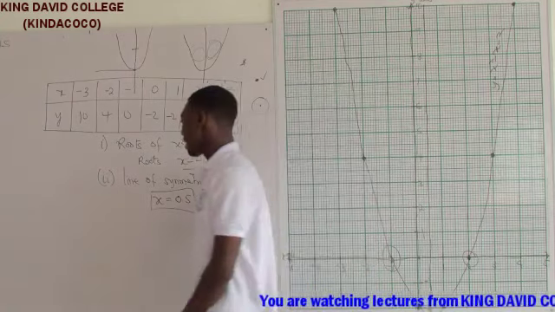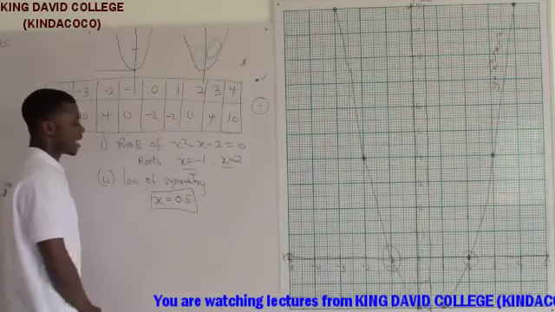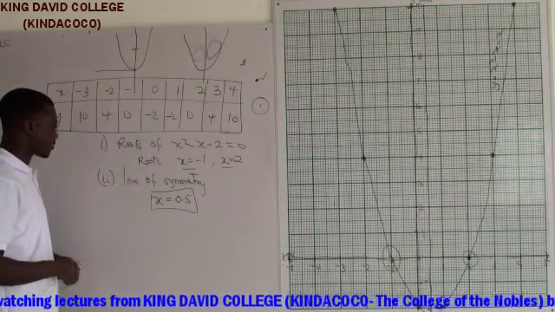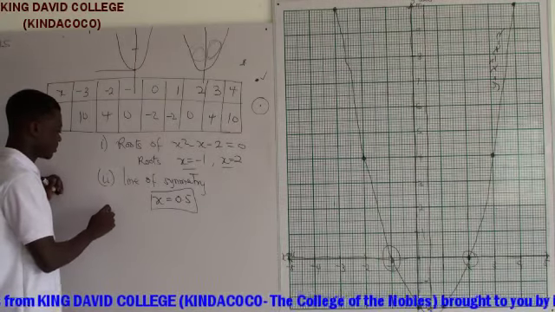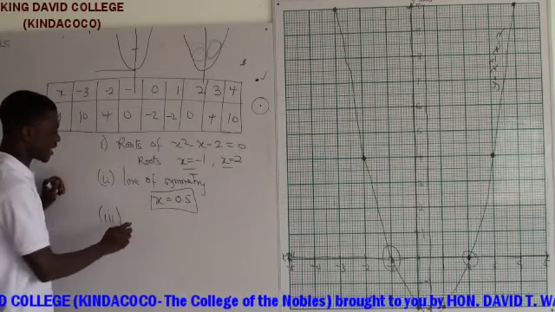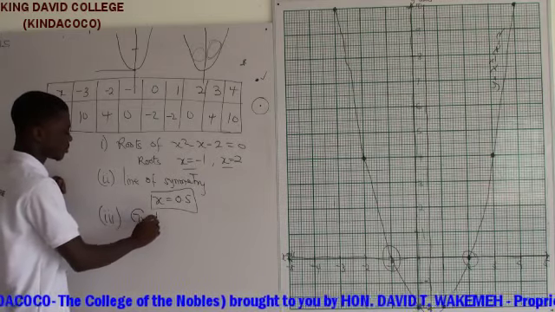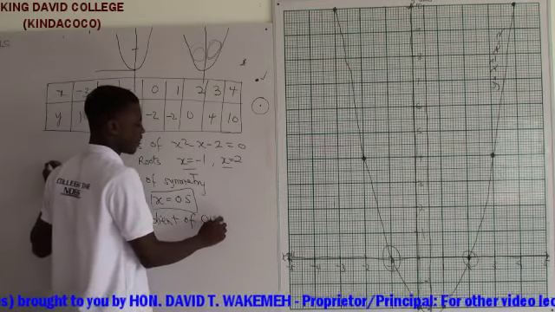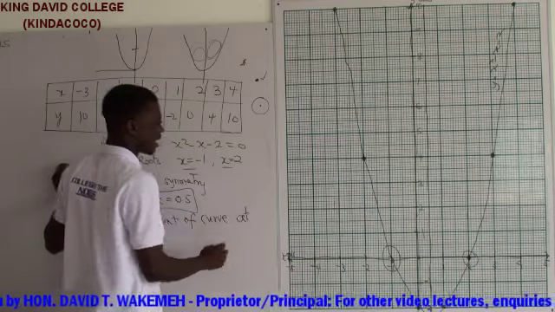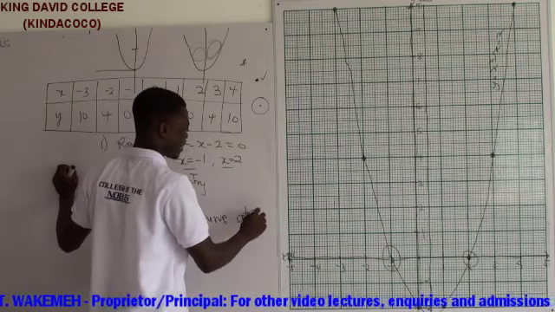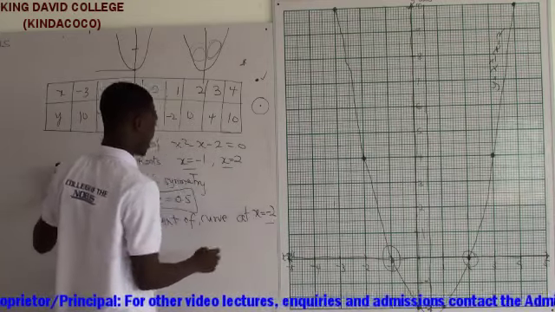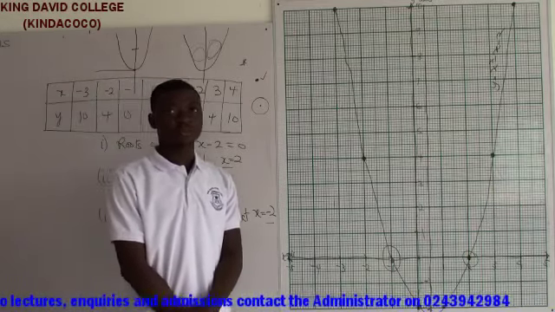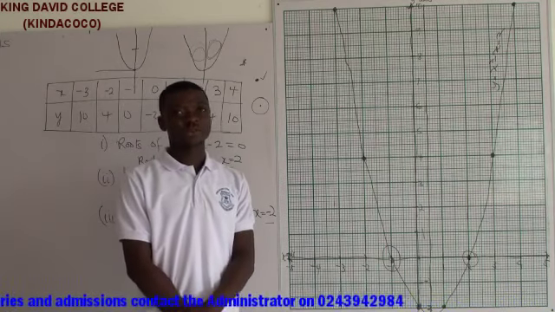Very well. Now, if we have this, the third question is asking us to find a gradient of the curve. Find the gradient of the curve at where? x is equal to minus 2. Okay. So find the gradient of the curve at x is equal to minus 2. This is what the question is asking you to do.